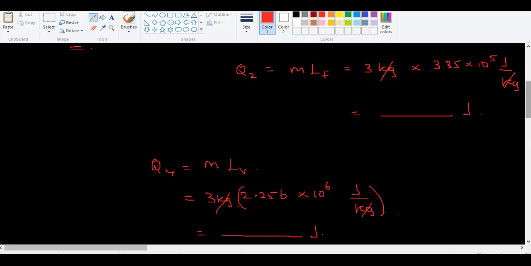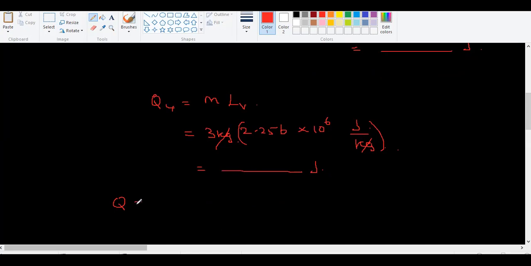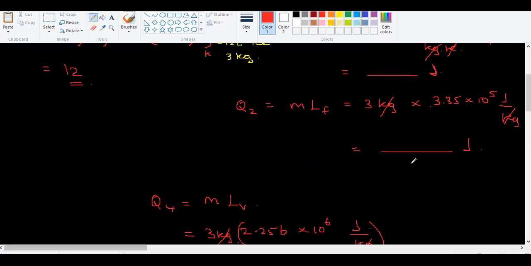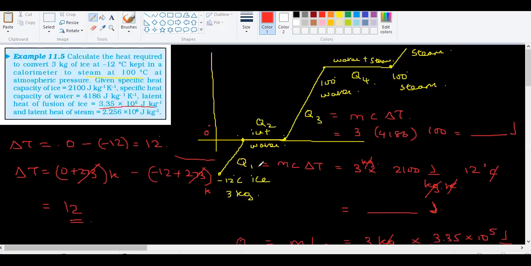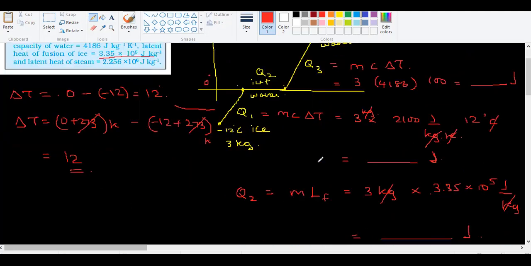So simply add Q1, Q2, Q3, Q4, you'll get the answer. So the total energy required will be Q1 plus Q2 plus Q3 plus Q4. Very simple, absolutely nothing difficult if you understood the theory. If you have not understood the theory, then it's going to be difficult. So that's why I want you to focus more on the theory first. Then you can do the numericals.